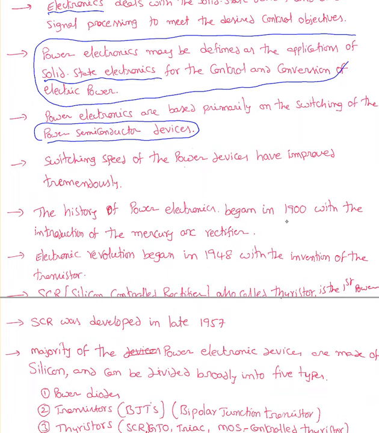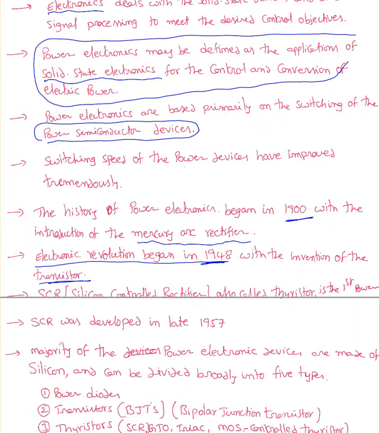The history of power electronics begins in 1900 with the introduction of the mercury arc rectifier. But the electronic revolution began in 1948 with the invention of the transistor. Before the transistor, they invented the diode. I do not remember the exact year, but it's around the same time, probably the 1940s. The diode was a big revolution in the electronic industry. After the diode, the transistor is another big revolution in the electronic industry.